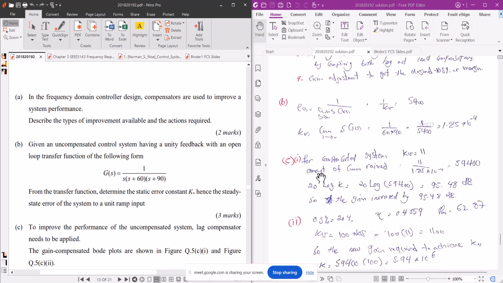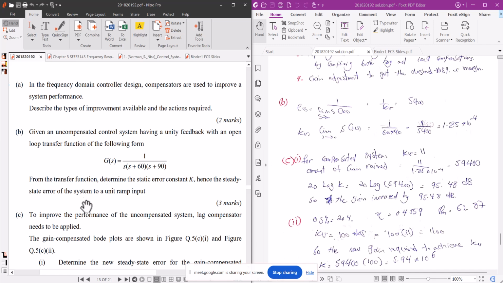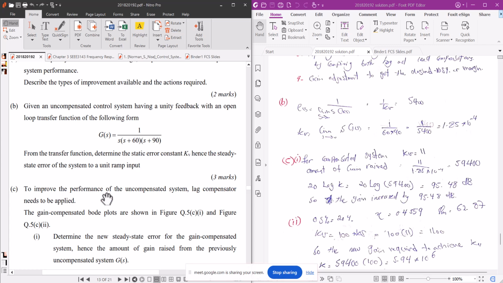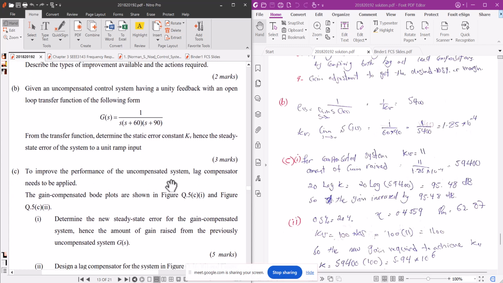For the compensated system, Kv is 11. How is Kv 11? For the transfer function, determine the static error constant Kv, hence the steady state error of the system to a unit ramp input. This is completed. So part C is to improve the performance of the uncompensated system. You need a lag compensator for the steady state error removal.